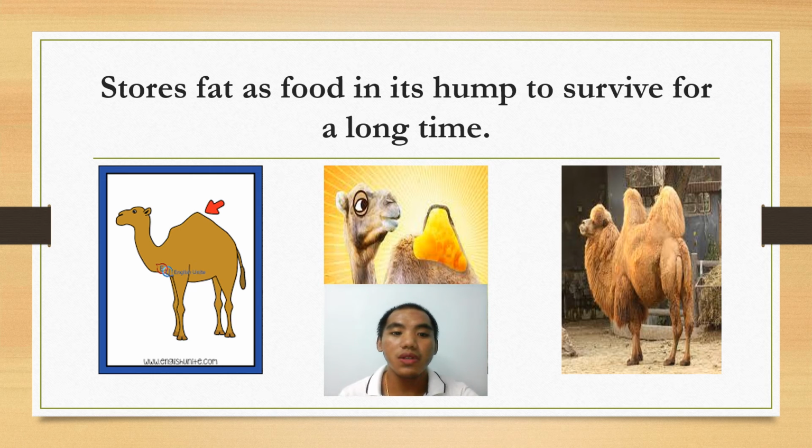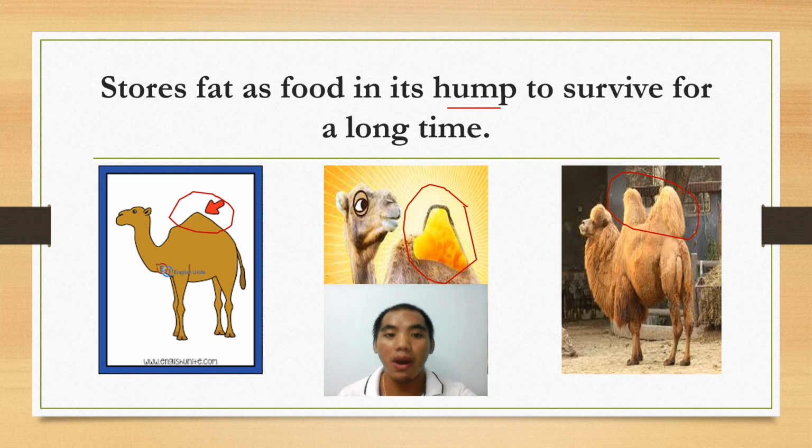Another is a camel got a hump at their back. So when we say hump, H-U-M-P, this one. This is what we call humps. Humps on their back. The curved one at their back. So what is the use of this hump at their back? It is used to store fat. It stores fat as food in its hump to survive for a long period of time.